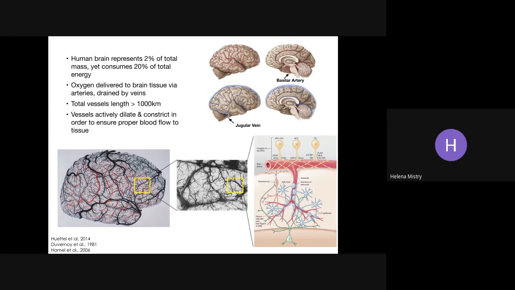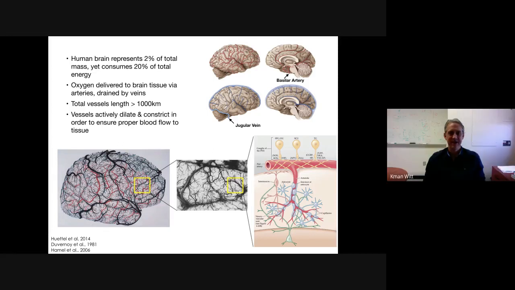That's okay. So just as a primer, the human brain is an extremely greedy little organ. Although it's quite small, it consumes a disproportionate amount of the body's total oxygen reserves. So blood is sent to the brain via the cerebral arteries, shown here in red, and is drained back to the heart via the veins, shown here in blue.